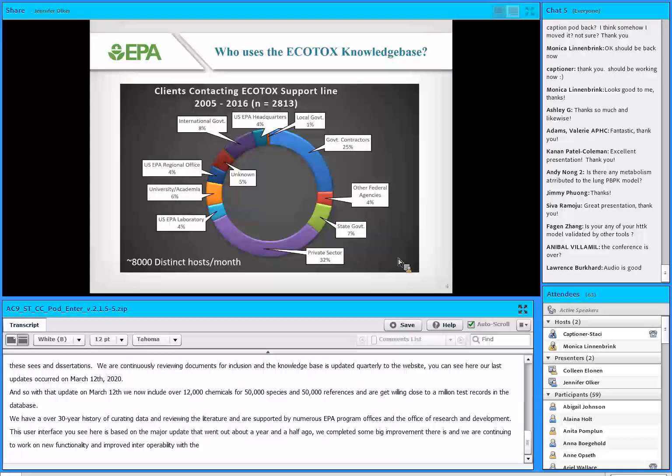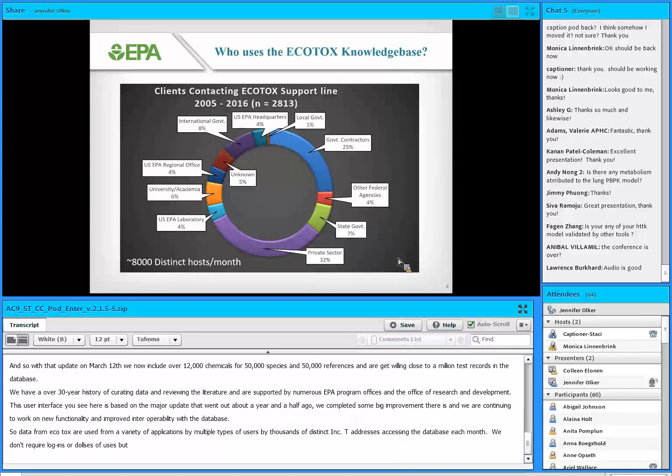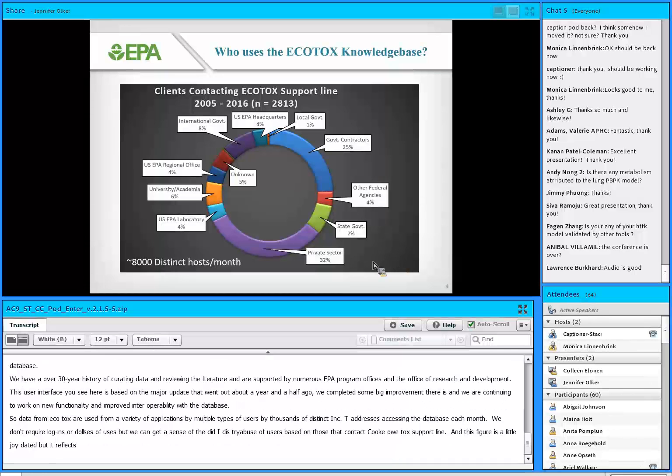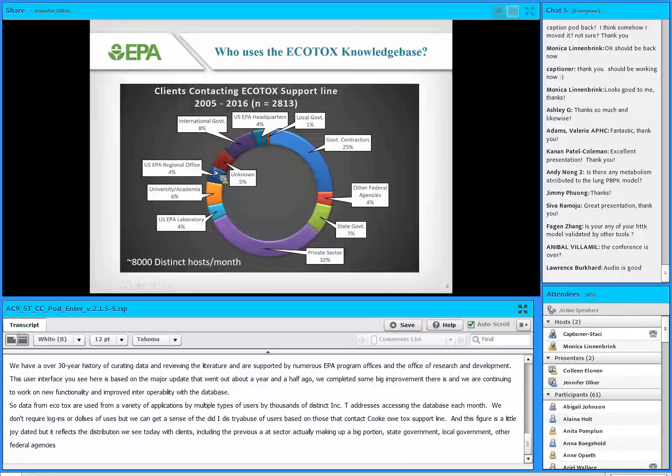So data from ECOTOX are used from a variety of applications by multiple types of users with thousands of distinct IP addresses accessing the database each month. We don't require logins or documentation of uses, but we can get a sense of the distribution of users based on those that contact the ECOTOX support line. And this figure is a little outdated, but it still reflects the distribution that we see today, with clients including the private sector, actually making up a big portion, state government, local governments, other federal agencies, US EPA and EPA contractors, as well as academia.